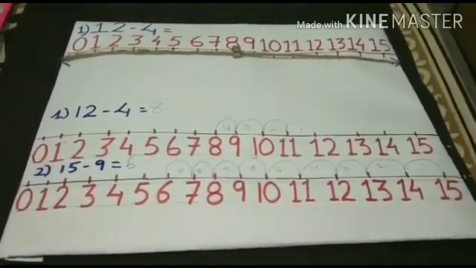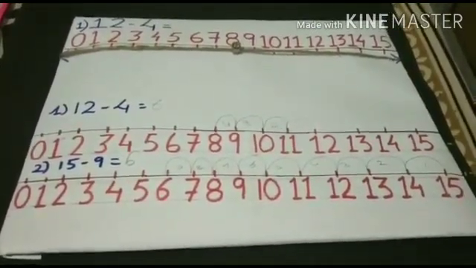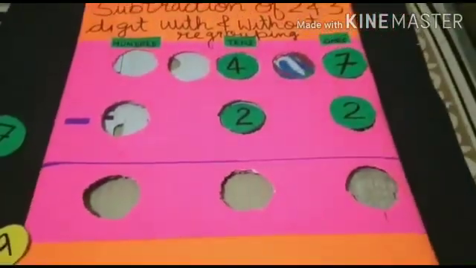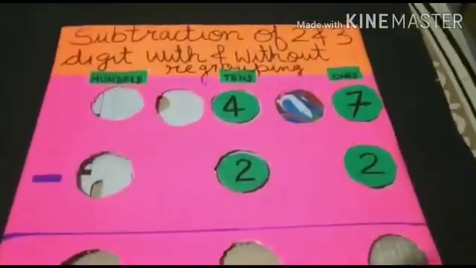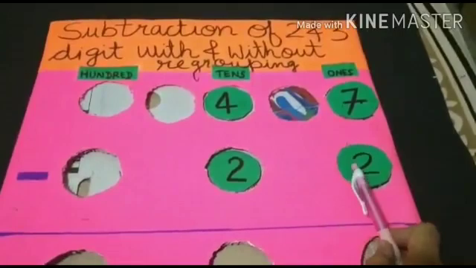Now we will move forward to 3-digit and 2-digit subtraction with or without regrouping. Here is our first sum without regrouping. 47 minus 22.